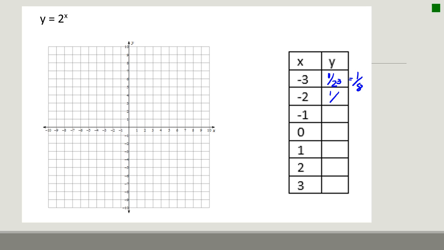When I put in -2, it's 1/4. When I put in -1, 1/2. Anything to the 0 power is 1. 2 to the first is 2. 2 squared is 4. And 2 cubed is 8. So the parent function looks like this.